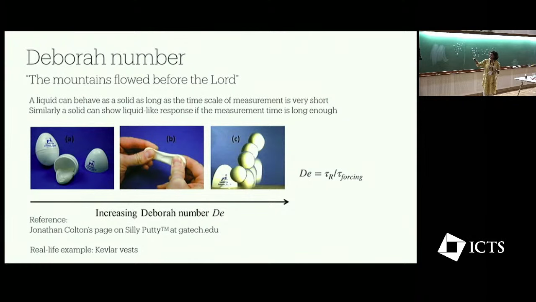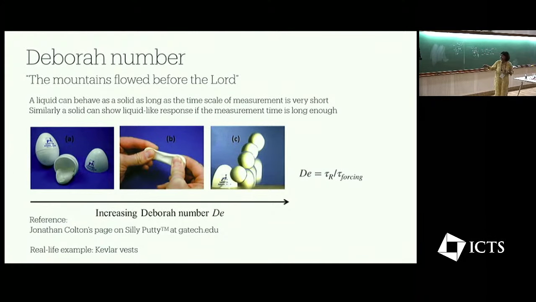Deborah was a prophetess of the Israelites. There's a lot of mention of her in the New Testament, and she said something pretty amazing. She said the mountains flowed before the Lord. So the Lord has been around for so long that the Lord would have seen the mountains flow. Now, I don't know if she was talking about rheology, which is the study of flow of matter, but I think she was, because this is a very deep statement, and indeed, there's a whole dimensionless coefficient that is named after her.